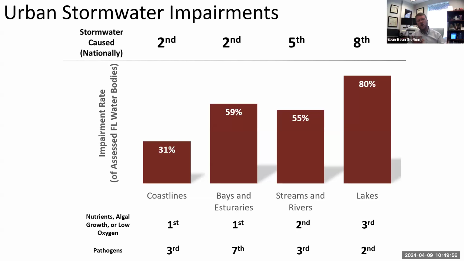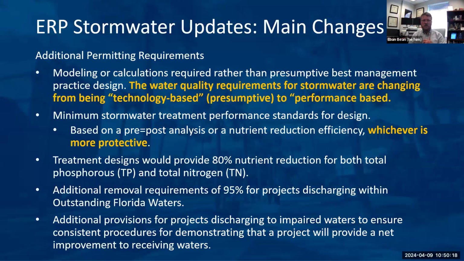And when we look at what the causes of these impairments are, we see that nutrients, algal growth, low oxygen, and pathogens are some of the main causes of impairment in these water bodies. These are not necessarily all coming from stormwater, but stormwater does contribute to these impairments. So in the past few years, there's been an effort to update the stormwater rules. And I'm pleased to share that this has finally passed the legislature to ratify these updates to the stormwater rule.